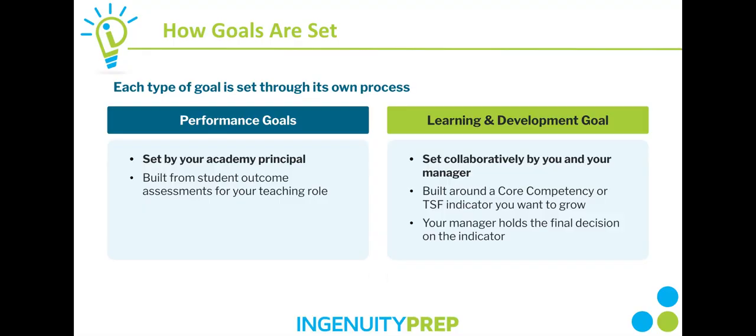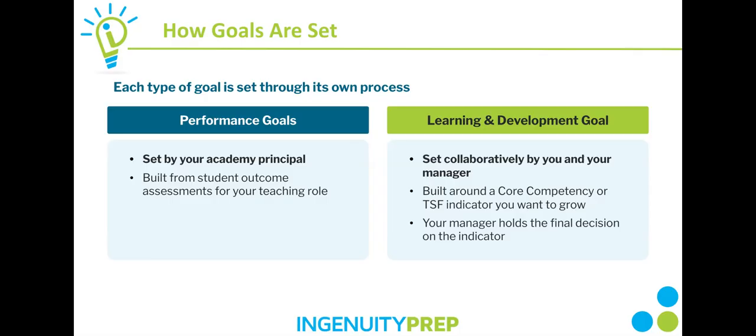Let's look at how each type of goal is set, as the process is a bit different for each. Your performance goals are set by your Academy principal. They are built from student outcome assessments for your teaching role and written as end-of-year goals.